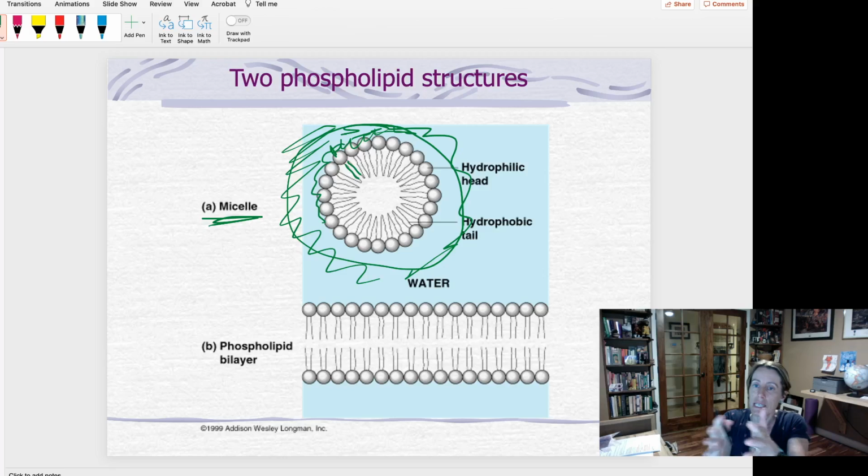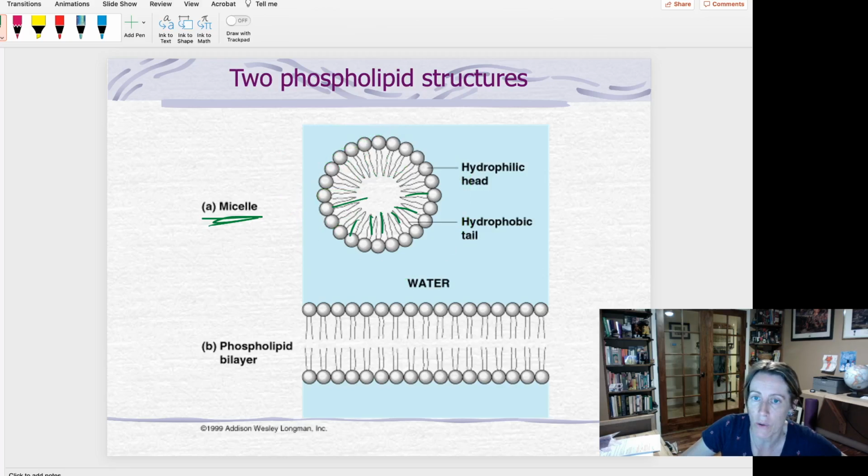So the greasy tails are sticking together and pushing out the water. And so you can see how this is arranged with all the tails pointing to the interior of this bubble. And there's no water here. Water is missing, and all the water's around the outside. So this is one thing that these phospholipids can do. They can create this thing called a micelle. All right, so that's number one.